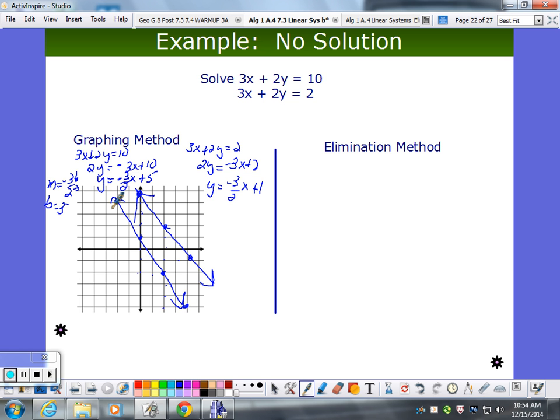So the graphing method, what are the solutions? No solutions. Lines are parallel. Same slope, different y-intercepts, right? Parallel lines, no solutions. They don't ever intersect.